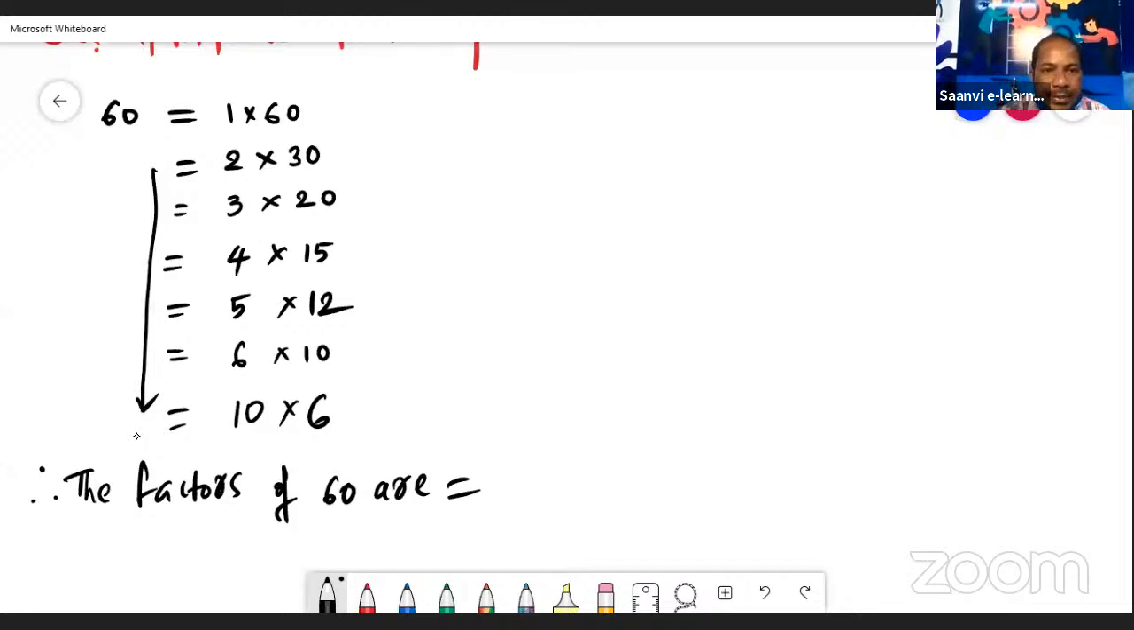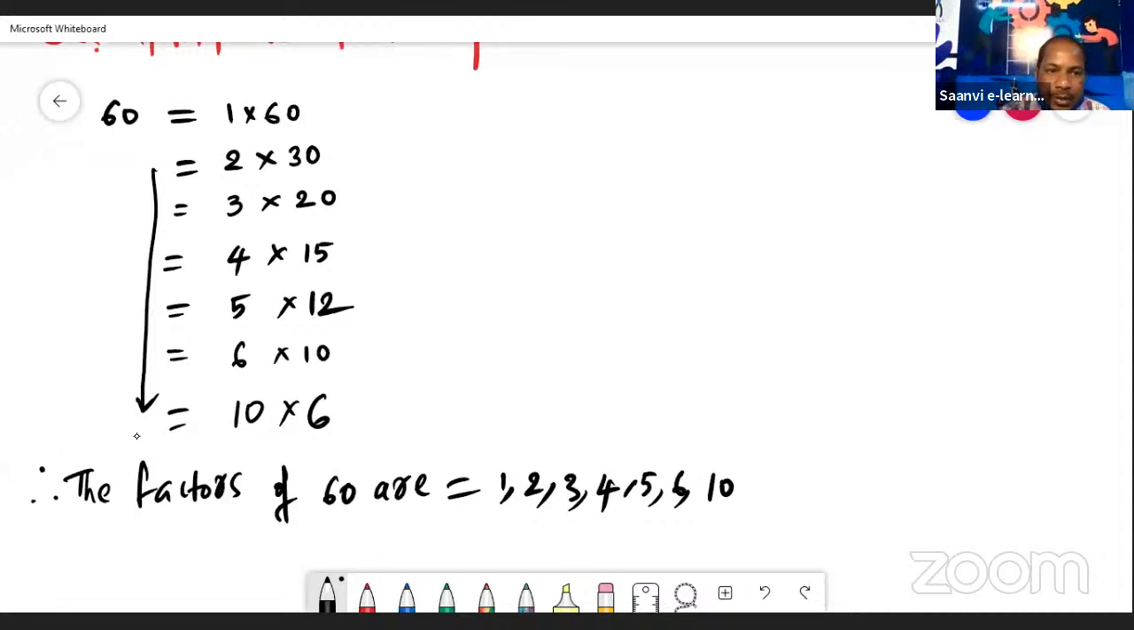Okay, so what are they? First number 1, second number 2, third number 3, next fourth one 4, next 5, next 6, and next 10 is there. Okay, left side numbers are completed. Now write the right side numbers.